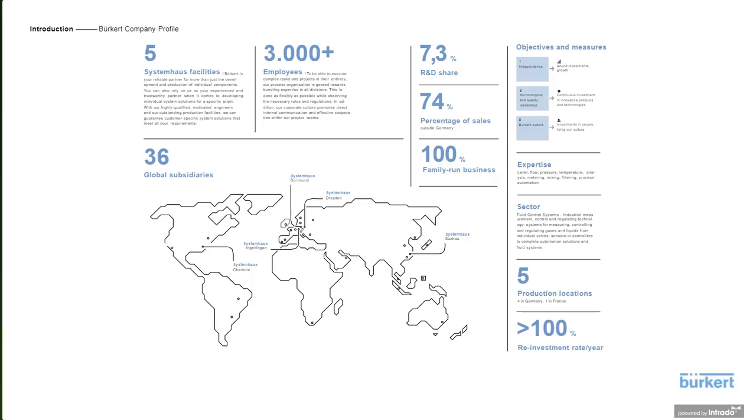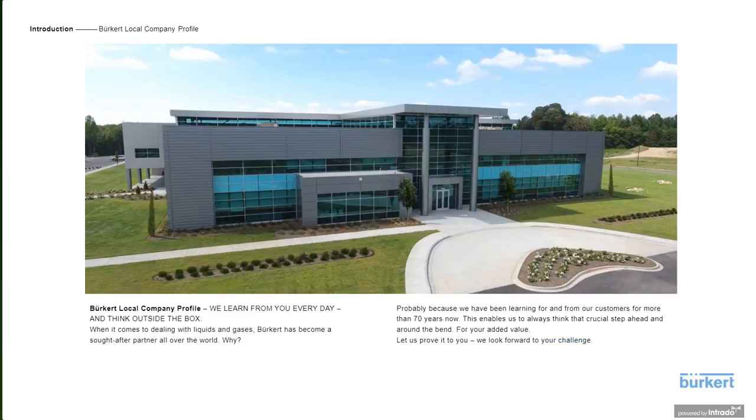Another thing I'd like to point out, in the top left corner, is 5 what are referred to as system house facilities. System house is a German word for manufacturing, but basically these 5 centers of excellence are full service, fully functional Burkert manufacturing facilities, housing not only manufacturing but engineering and design, the ability to build custom solutions, multi-component packages for our customers and our strategic partners. This also includes sales and service, as well as finance and accounting.